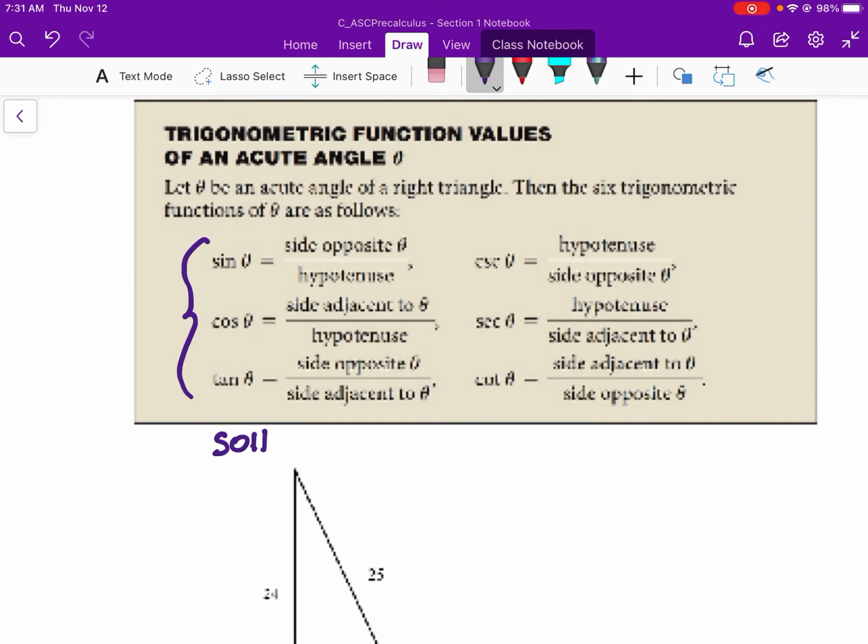That we learned with our friend SOHCAHTOA, I'm assuming, where sine is the opposite over the hypotenuse, cosine was the adjacent side over the hypotenuse, and tangent is the opposite side over the adjacent side. Now, I don't know how much time you spent with the cosecant, the secant, and the cotangent. Those are the reciprocal functions.